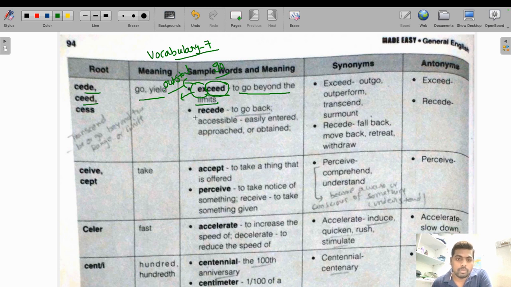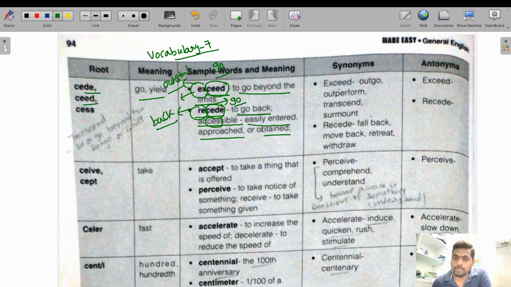And coming to the next one, recede. CED is a root word which means go. Re is a root word which means back. So if you combine both of these, recede means to go back. Coming to the next word, accessible. In accessible, CESS is a root word which means go. So accessible means, as we know, easily entered or approached or obtained.